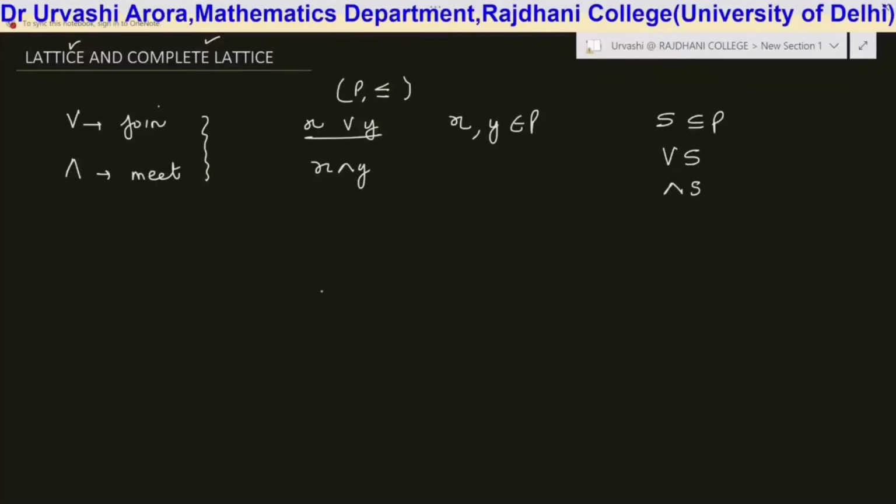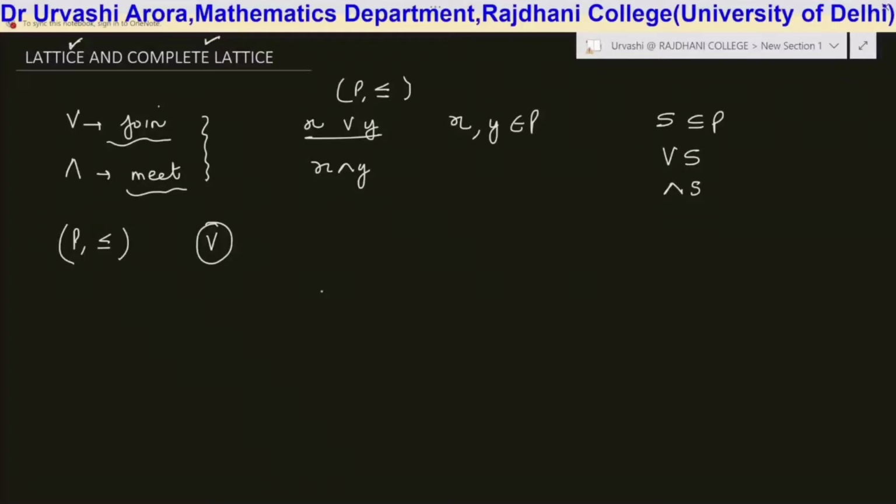So if one is interested in knowing more about these operations of join and meet, we can go back to those videos, but for the sake of understanding what we mean by a lattice and what we mean by a complete lattice, let me just briefly recall these operations, the join operation and the meet operation in a PO set P. So let us suppose that P, less than or equal to, is a non-empty partially ordered set or a PO set. Then let us understand what we mean by the join operation.